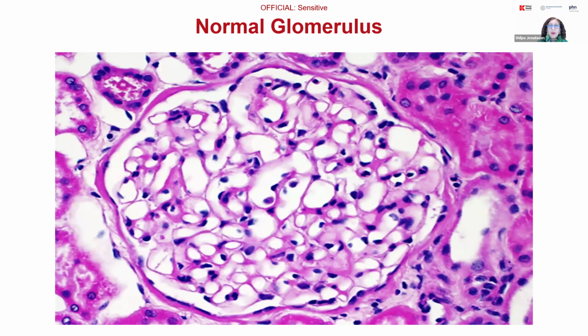Now, if you take that glomerulus that I've just shown you and you cut it in cross-section, what you can see here is a cross-section of all of the capillary loops. And you can see that by and large, they look nice and open. That's the big white spaces.